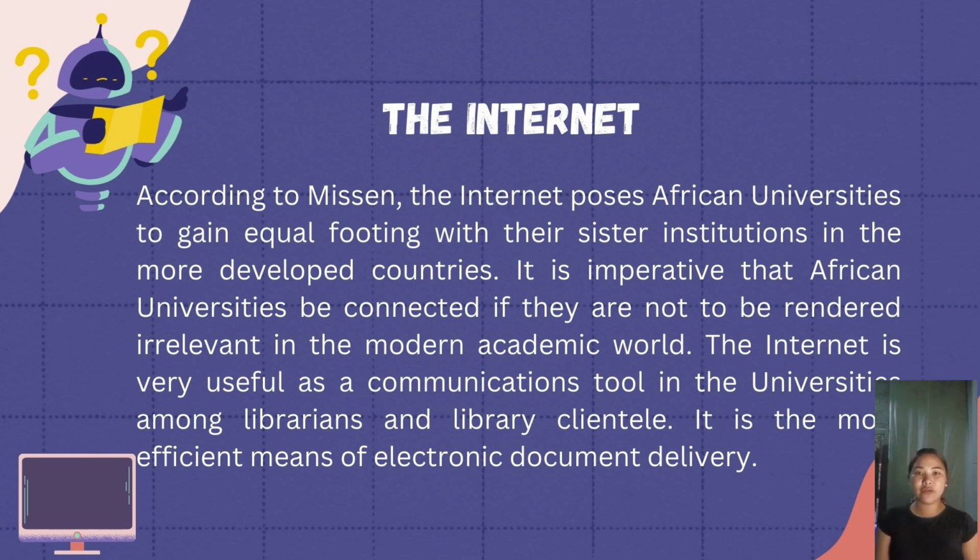The first is equal footing. Mason believes that internet access can help African universities achieve parity with institutions in developed countries. This implies that access to global research, collaboration opportunities, and online learning resources is crucial for keeping up with academic advancement and also relevance. Without internet connectivity, African universities risk becoming isolated and irrelevant in the global academic landscape.